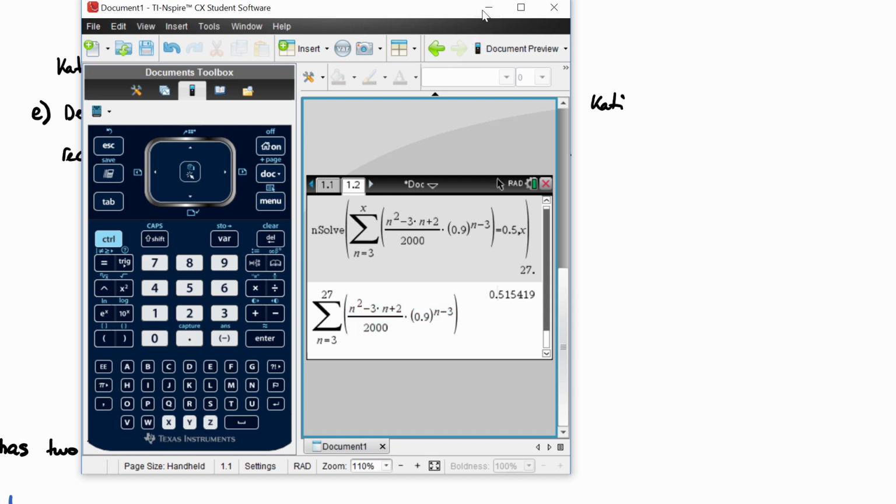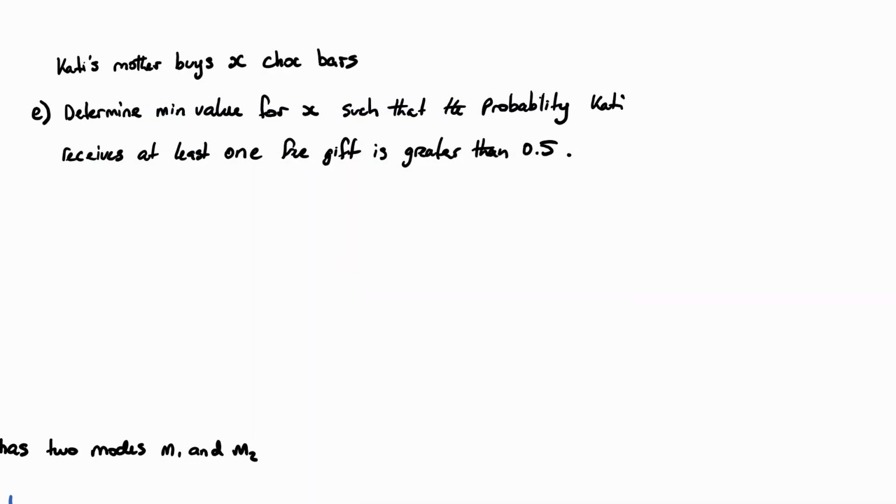So the key to this question was to set up this equation here, that the sum of n equals 3 to x of the probability that x equals n is greater than 0.5. Now in the mark scheme you might see this as n equals 0. If you put n equals 0 or n equals 3, it doesn't change the answer here, because when n equals 0, 1 or 2, we're not going to be getting 3 chocolate bars, so it doesn't really make sense.